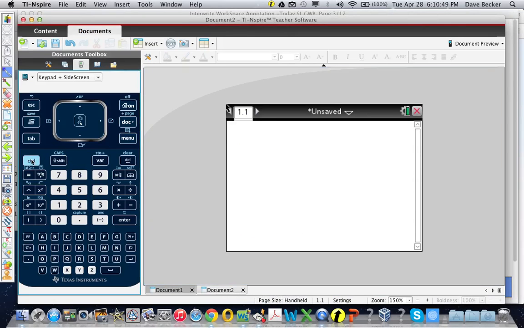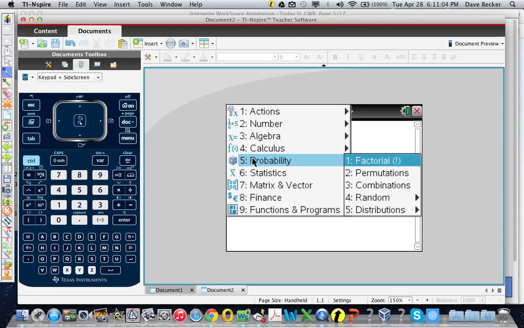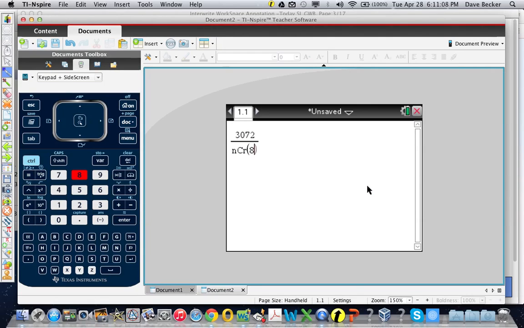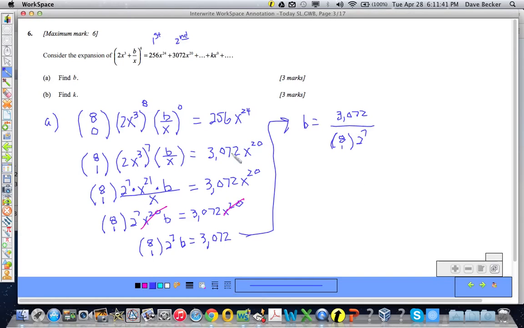So that would be 3072 divided by, now you can either type in nCr using your keyboard here for the choose, or you just simply go menu, probability, combinations, and it was 8, comma 1, and we're multiplying that times 2 to the 7th power. And we get 3. Okay, and just to prove to you that 8 choose 1 is 8, 8 comma 1. So you didn't have to type that in, if you know 8 choose 1 is 8, but I just wanted to show you where you can find your n choose r. So anyway, b equals 3, so we've got that done. Okay, b equals 3.